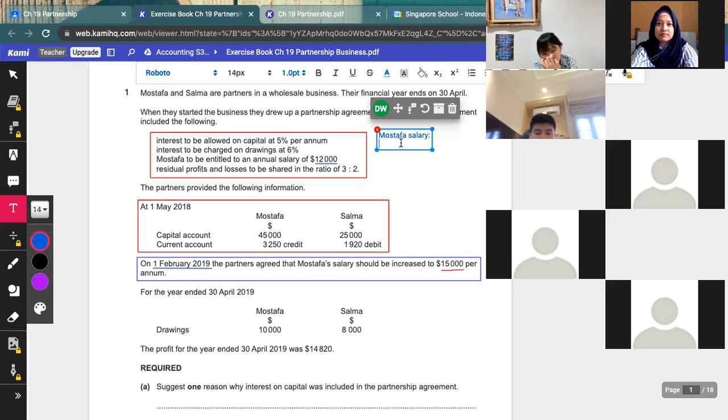So salary between 1 May 2018 until before 1 February, which is 31 January 2019. How many months is that? May, June, July, August, September, October, November, January. 8 months. So Mustafa will receive 8 months out of 12 months times 12,000.